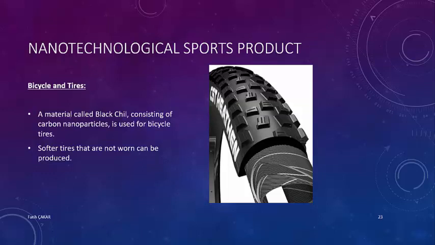A material called black gel, consisting of carbon nanoparticles, is used for bicycle tires. So, softer tires that do not wear can be produced by nanotechnology.